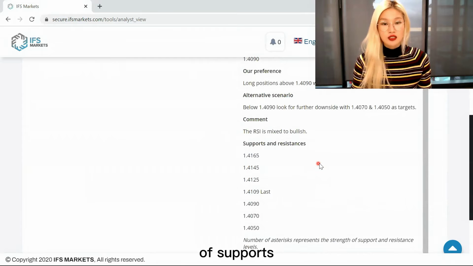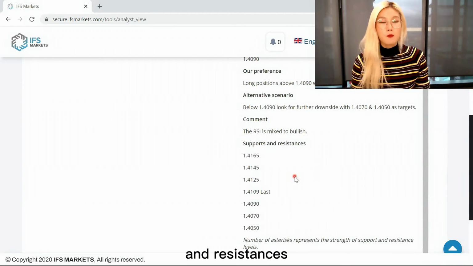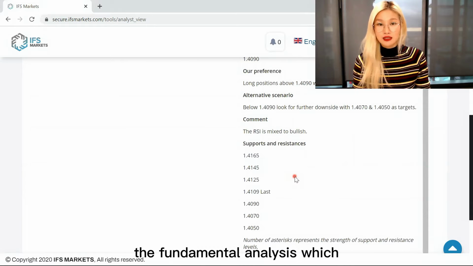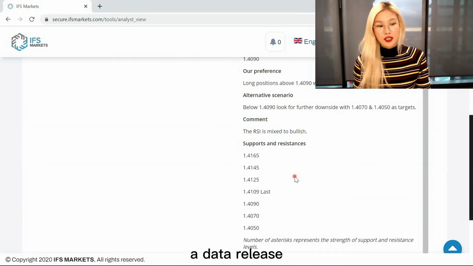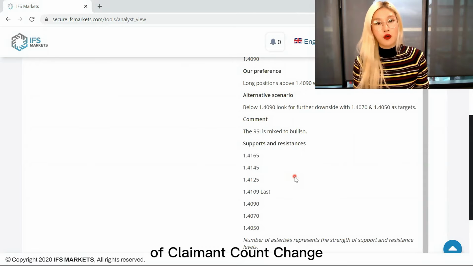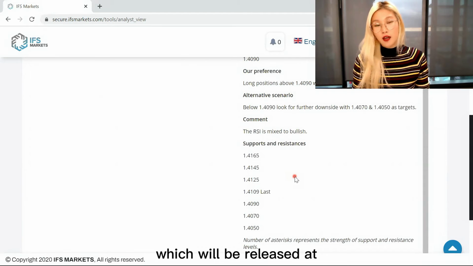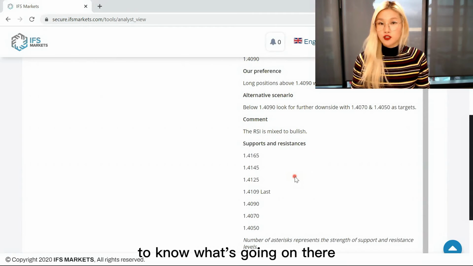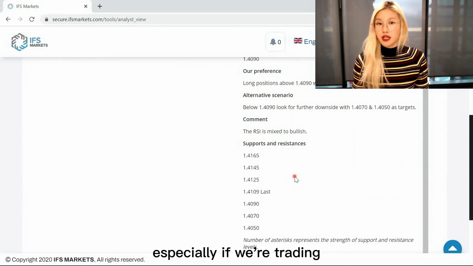Going down, there's a series of supports and resistances. As I said, make sure that you have also checked the fundamental analysis, where there is a data release of claimant count change for May, which will be released at 4 p.m. in Sydney time. It is very important for you to know what's going on there, especially if we're trading pound today.